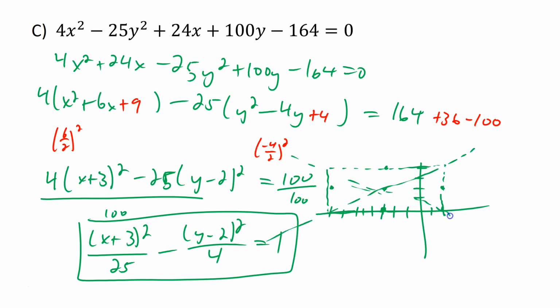Now, are we left, right, or up, down? Looks like the x part is positive, so we're left, right. So it's going to be snuck right in here. Should touch the edge of that box. That's my fault. Over here as well.